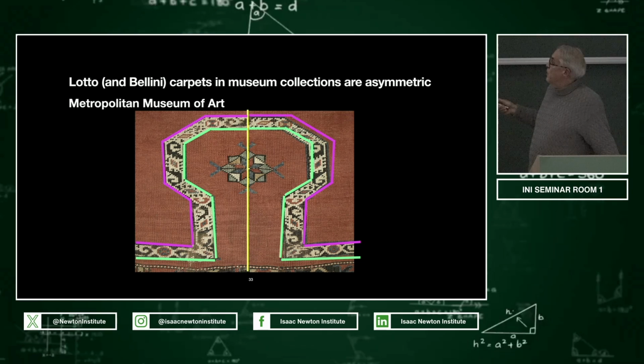This is a photograph of a carpet surviving in museum collections. At home we have 36 carpets, including a Lotto carpet, and I've gotten out and measured that one. That also is asymmetric in a way.